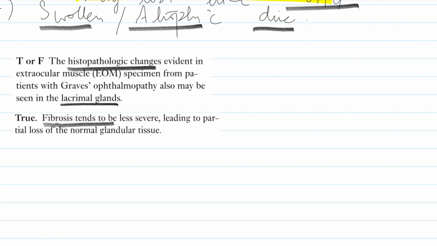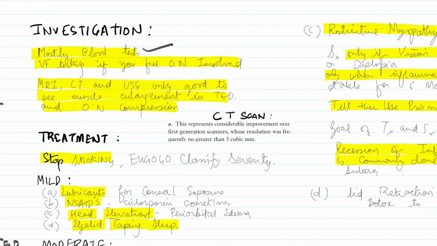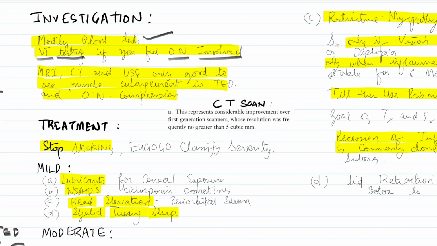So what are some of the investigations that can be done in thyroid eye disease? They mostly consist of blood tests. Visual field testing would also be done if the optic nerve is involved, if you see a central vision defect, color desaturation, or a compressive optic neuropathy. If these are suspected, to rule them out, you do visual field testing. Then MRI, CT and USG are only good to see any muscle enlargement in TED and for optic nerve compression.